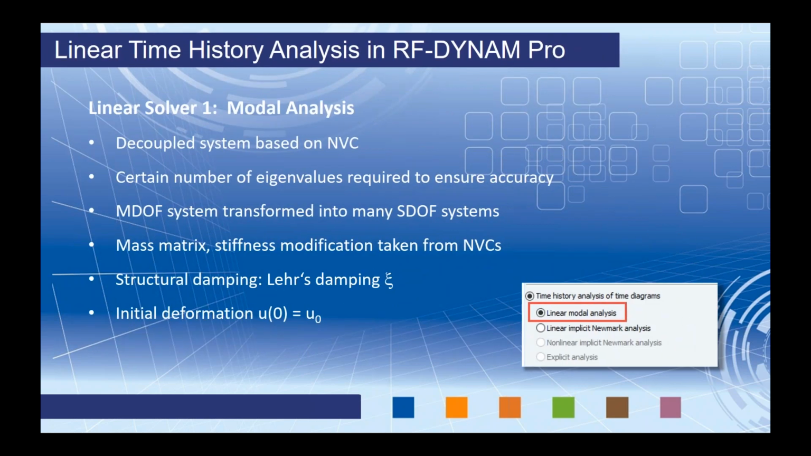So to give you a little bit more detail on the solvers, we'll begin with the first linear solver, which is the modal analysis. This is a decoupled system based on the natural vibration case. Therefore, a certain number of eigenvalues are required to ensure accuracy. So if you set the eigenvalues in the natural vibration case to something that's far too low, then your results are not going to be accurate when it comes to the time history analysis utilizing the modal analysis solver. This is a multi-degree of freedom system transformed into many single degree of freedom systems.